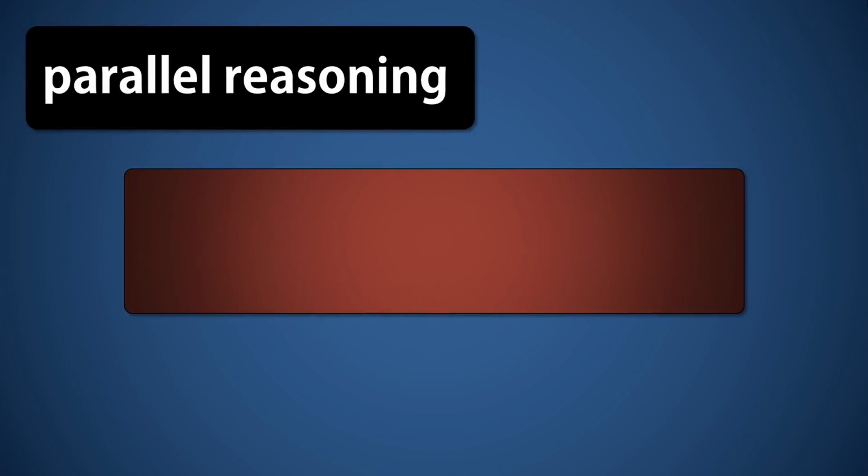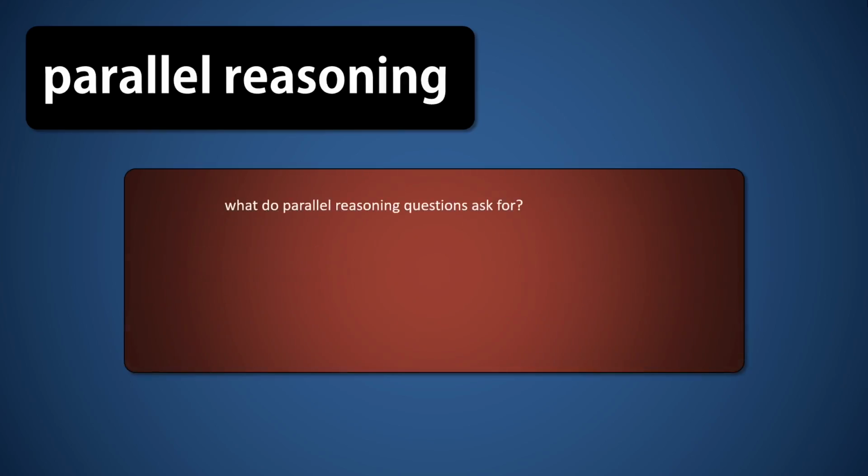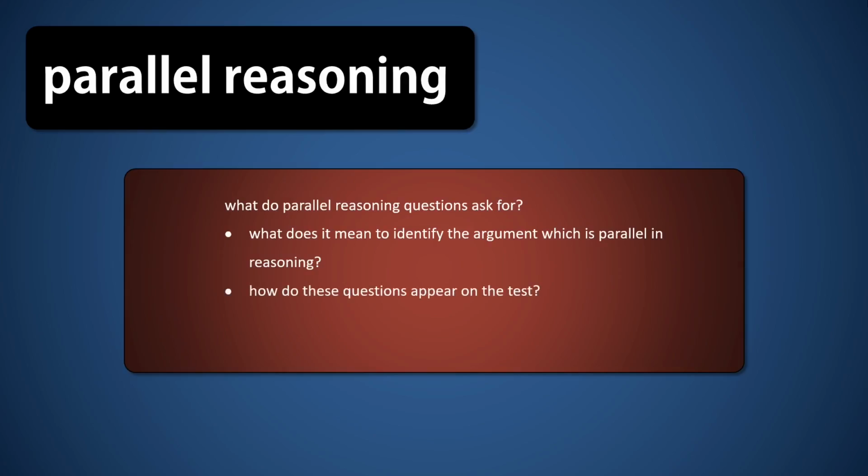Alright, in this video we're going to cover the parallel reasoning arguments. So what is the parallel reasoning question? What do these parallel reasoning questions ask for? In other words, what does it mean to identify the argument which is parallel in reasoning? How do these questions appear on the test? And how do we approach these questions?